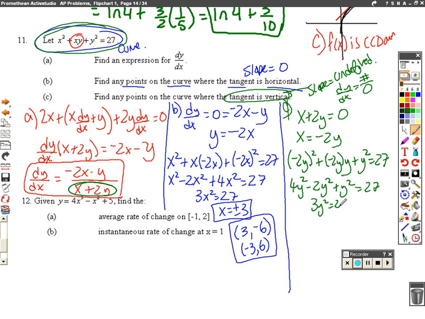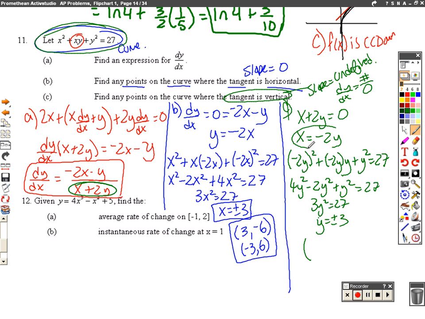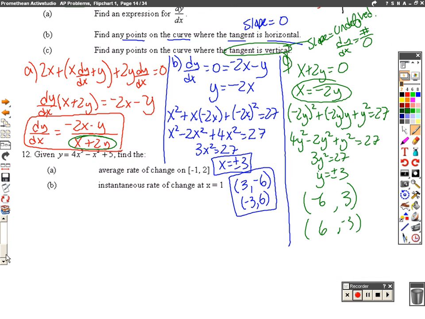3y squared is 27. So therefore, we can see again, we get the same answer. Y is equal to plus or minus 3. When this happens, we go back to our x and plug it in. When y is positive 3, x would be negative 6. When y is negative 3, x will be positive 6. All right.